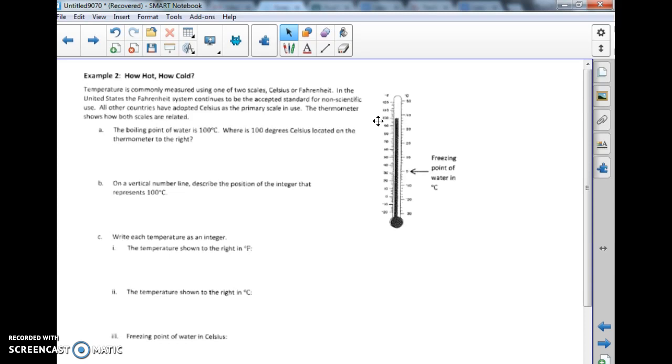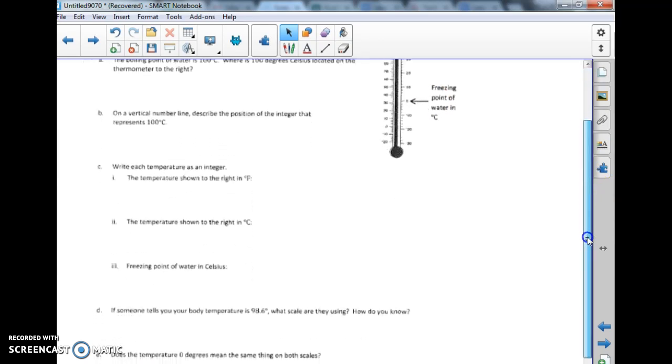The temperature shown to the right in Celsius, again, let's look at the scale. So here's 30, here's 40. We have 1, 2, 3, 4 in here. So would that be 32, 34, 36, 38, 40? They're going up by 2s. So that would be 38 degrees Celsius, or a positive 38. The freezing point of water in Celsius, they're indicating it right here. That would be what 0 means in this real world example. 0 would be the freezing point of water.